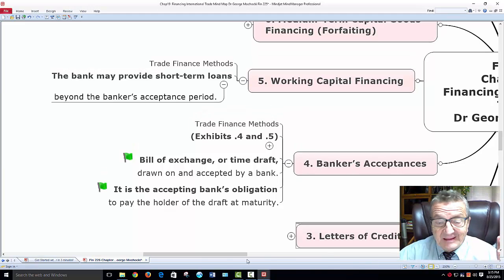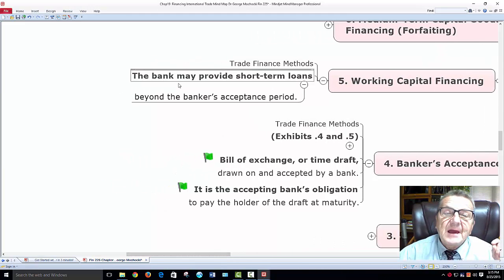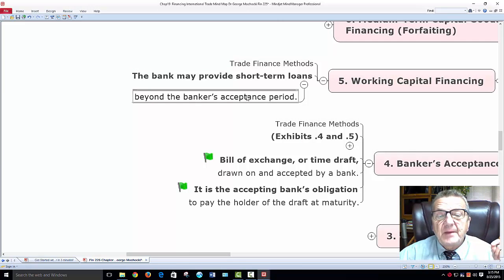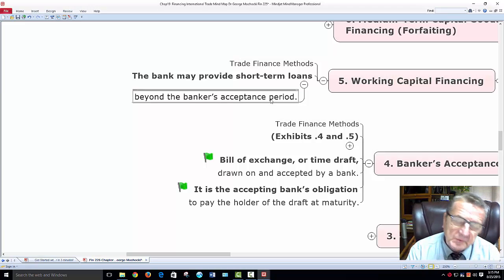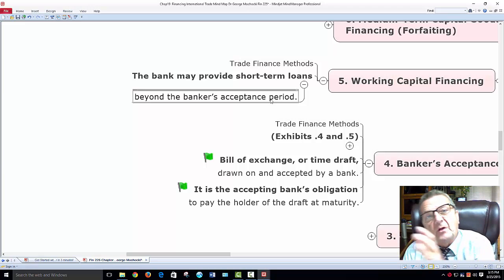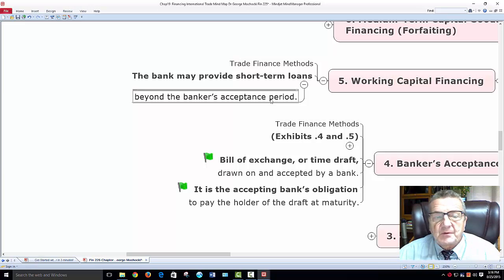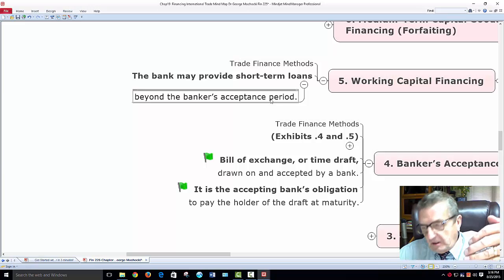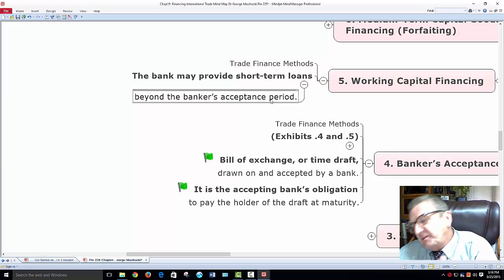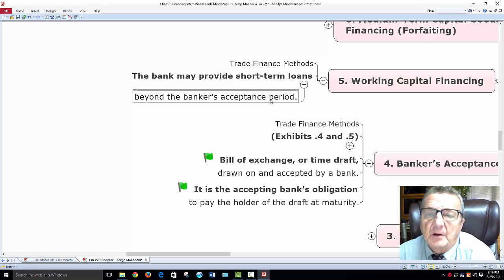Remember, we're in the pink or beige color. The bank may provide short-term loans beyond the banker's acceptance period. I could do more when you're a good customer, talk to me. Remember, the relationship of my financial institution and the MNC is important, not only for the parent but also for the subsidiaries. Because the bottom line is which one makes sense, where my cash is, depending on all the other factors that we've done. So for working capital finance, you're a good customer, I trust you, we've got a good relationship. I may say, okay, we'll extend it for a little bit longer.